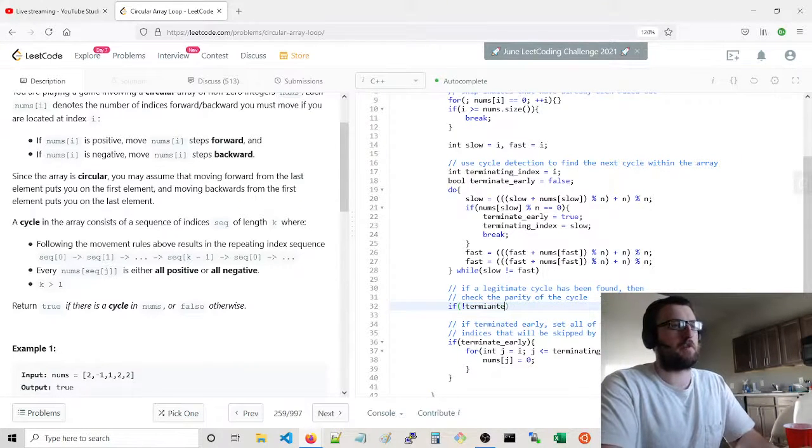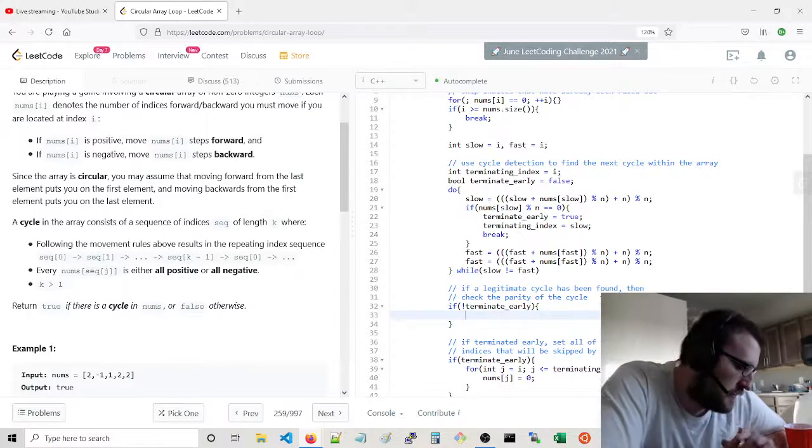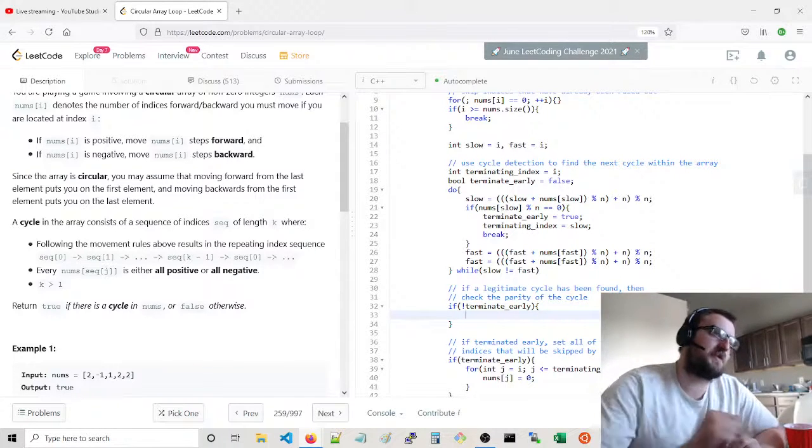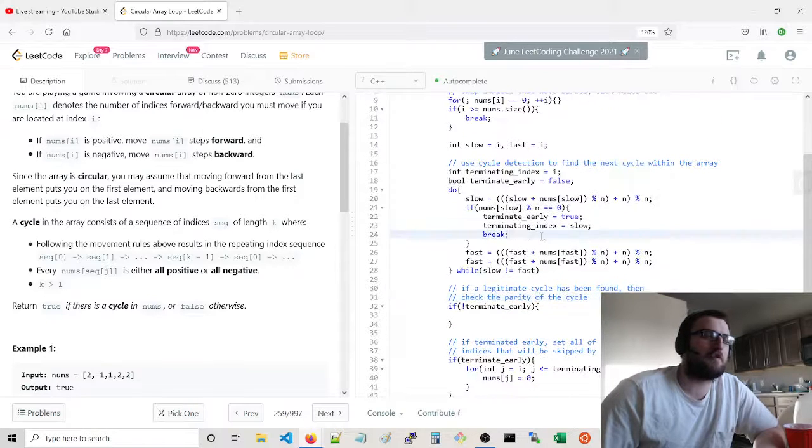If you didn't terminate early, now I need to check the, and we're going to do some logic here, and then basically you're going to perform the similar routine. That's kind of what I'm getting stuck on. You perform a similar routine as if you did terminate early, but the difference here is that you're going to actually set your cycle here to all zeros.